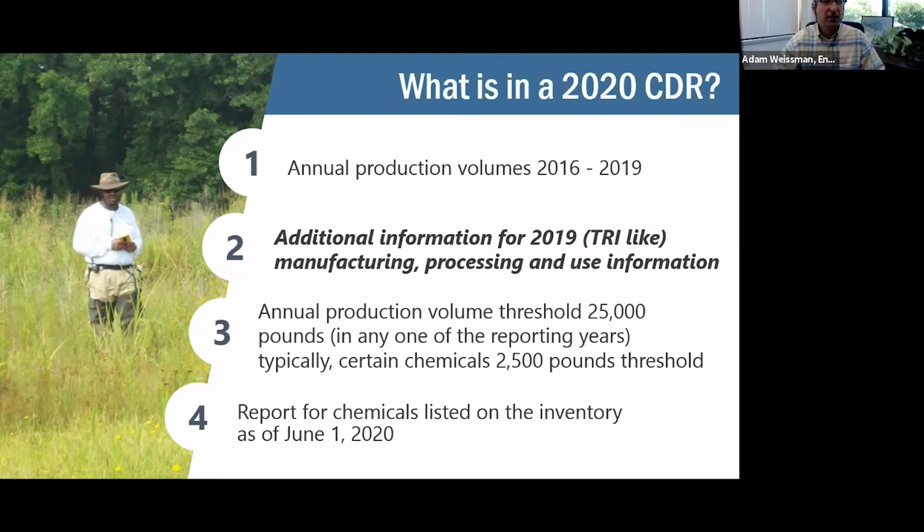There are quite a few chemicals which have a reduced reporting threshold of 2,500 pounds. And those are chemicals for which certain TSCA actions apply. And I'm going to show you how to determine whether your chemical falls into that. So that's quite a smaller threshold, obviously. And these are for chemicals, again, that are on the list, on the TSCA inventory, on the current list as of June 1, 2020.